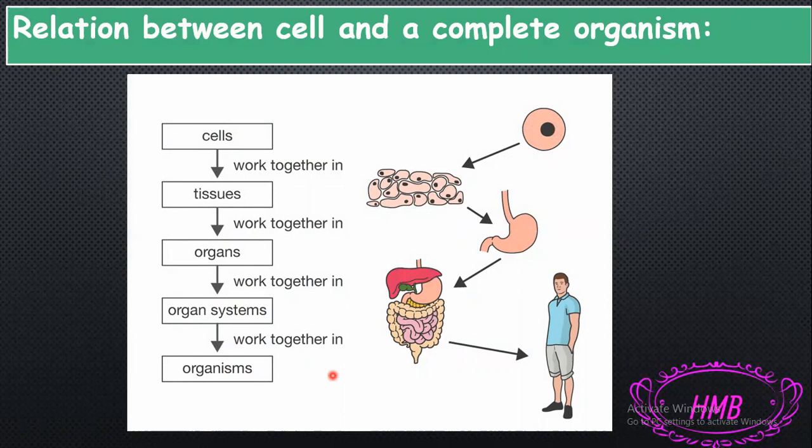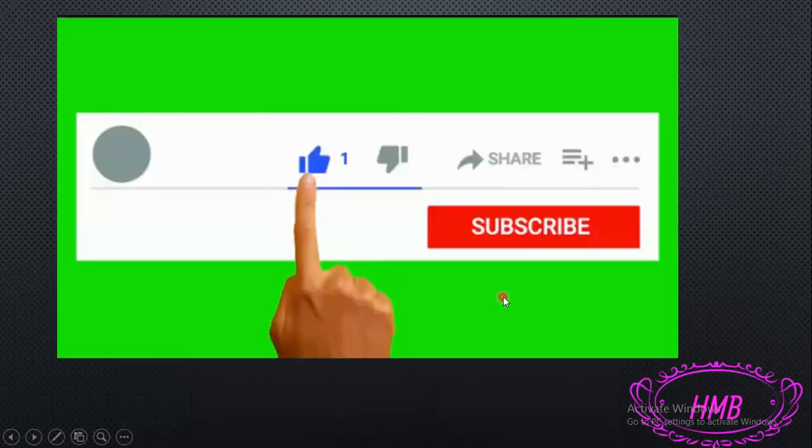So from a cell to a complete organism, I have 5 levels, starting from cell, tissue, organ, system, and finally an organism.